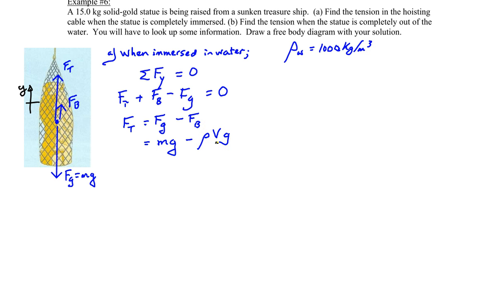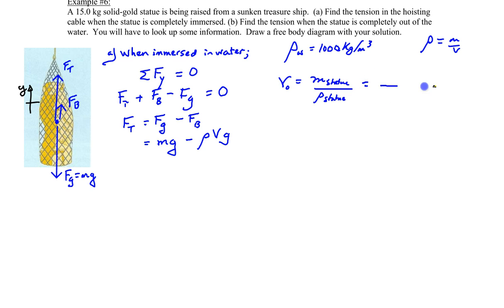You have to find that. That's the volume of the fluid that has been displaced. So the volume of the object when it's completely submerged would be the mass of the statue divided by the density of the statue, because we're looking for the volume of the object here.